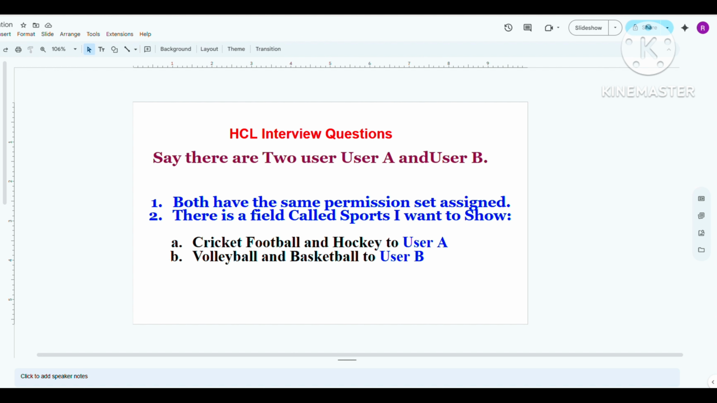Always keep in mind that for these types of questions, we have to ask some cross questions. What I asked was whether both of these users have the same profile or not. This is what I could think of at that moment. The interviewer's answer was that both have different profiles. So it was easy for me: if both of them have different profiles, then we can assign different record types, and with the help of record types, we can control the picklist field and the values in the picklist field.